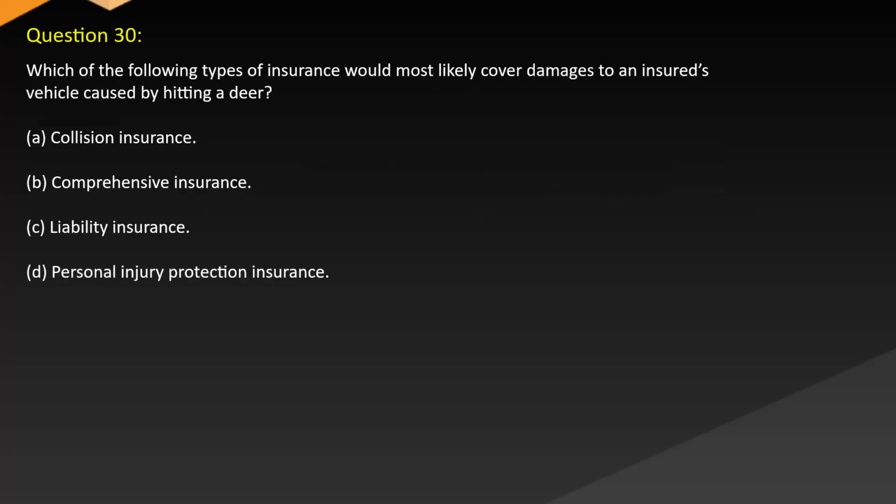Question 30. Which of the following types of insurance would most likely cover damages to an insured's vehicle caused by hitting a deer? A. Collision insurance. B. Comprehensive insurance. C. Liability insurance. D. Personal injury protection insurance.